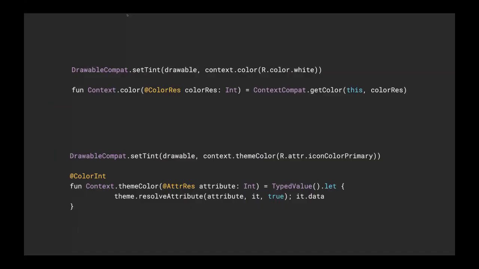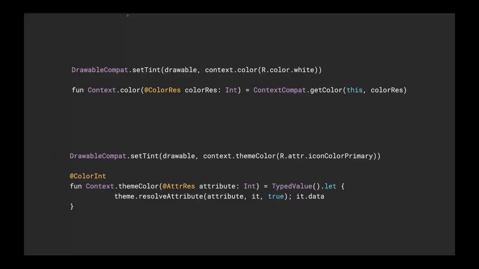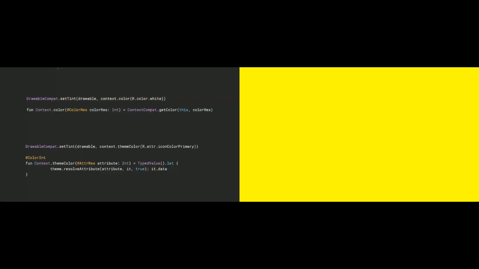So we created a new one, which we call themeColor. Here, please pay attention that we are actually passing an attribute res. We are not passing a color res anymore. And here we are using the theme to resolve the attribute for that value. The usage is pretty similar: you use DrawableCompat with the same tint as before, and you pass the drawable that you want to tint, but instead of using context.getColor, you use the new one, context.themeColor.